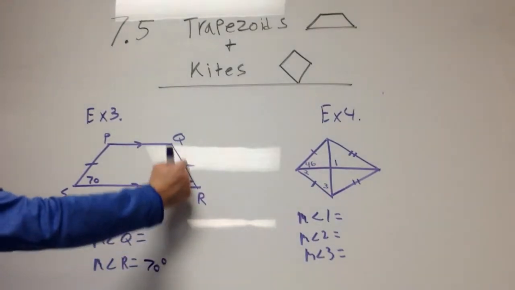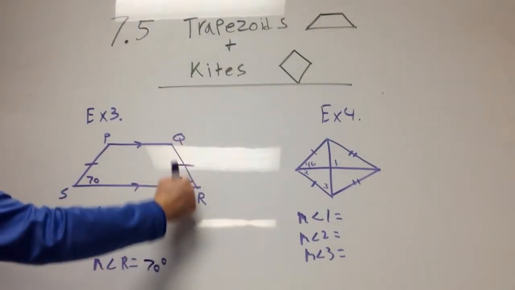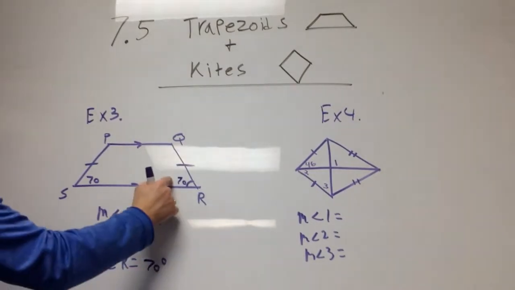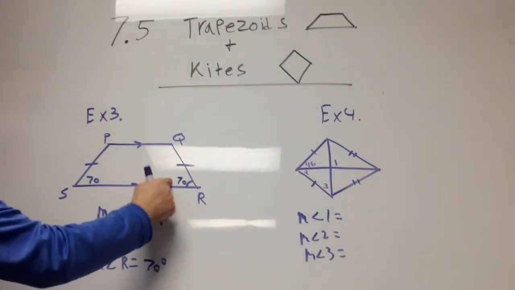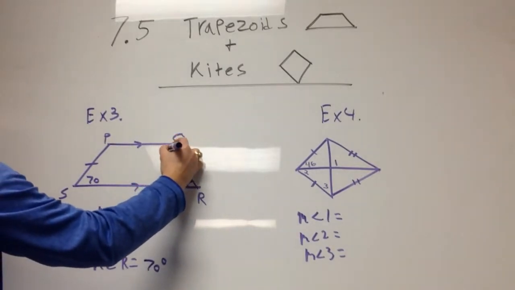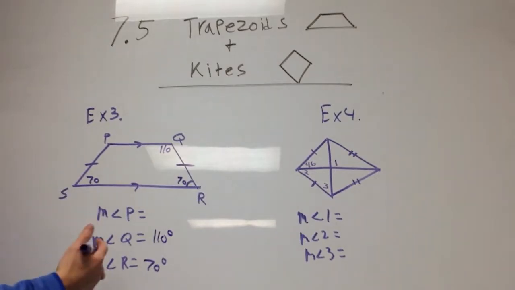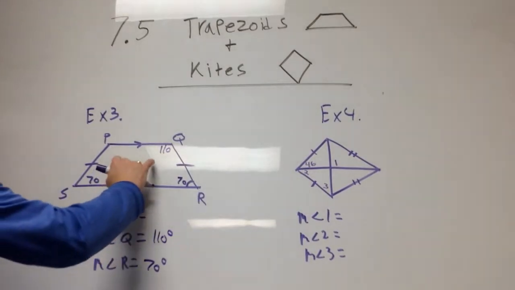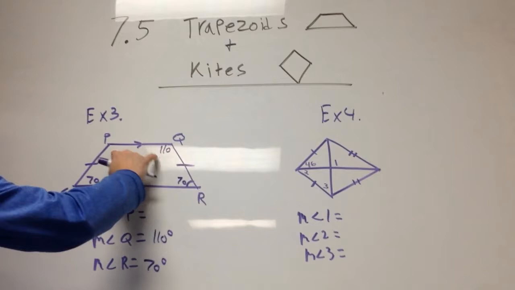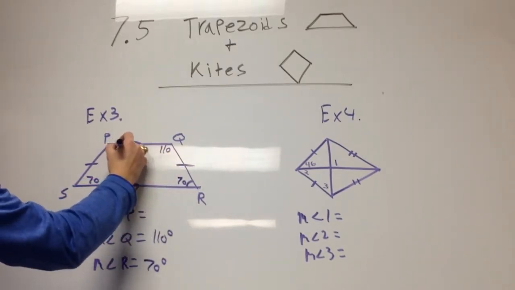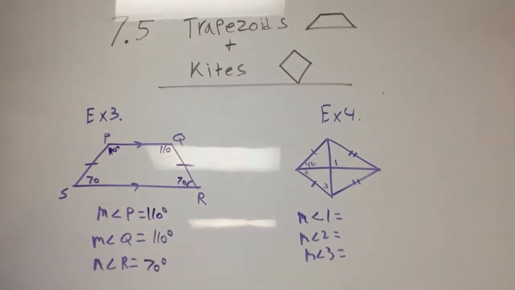I know that angle R and angle Q are consecutive angles, meaning they're going to add up to 180 degrees. So if this is 70, 180 minus 70 is going to equal 110. So angle Q is going to equal 110 degrees. And then I also know in an isosceles trapezoid that the base angles are going to be congruent. So P and Q share the same base, so P is also going to be 110 degrees. So that's how you find the missing angles of your isosceles trapezoid here.